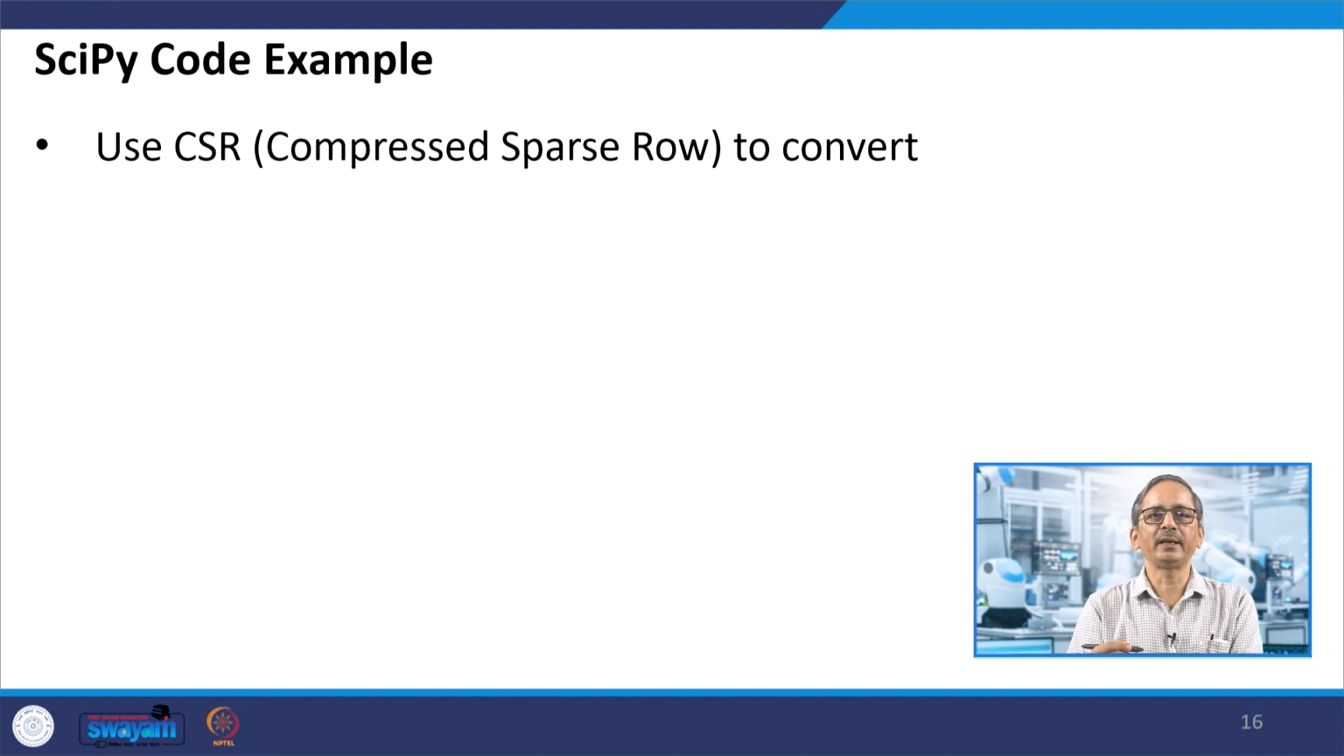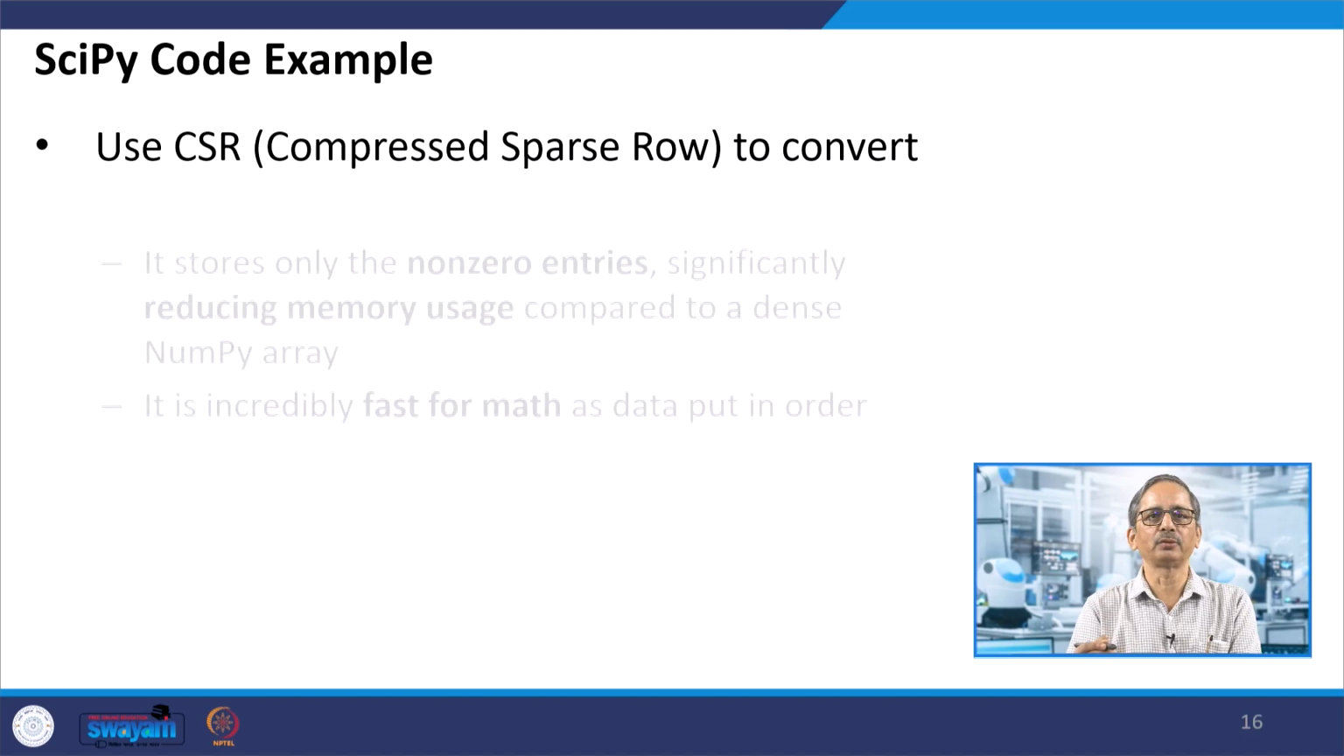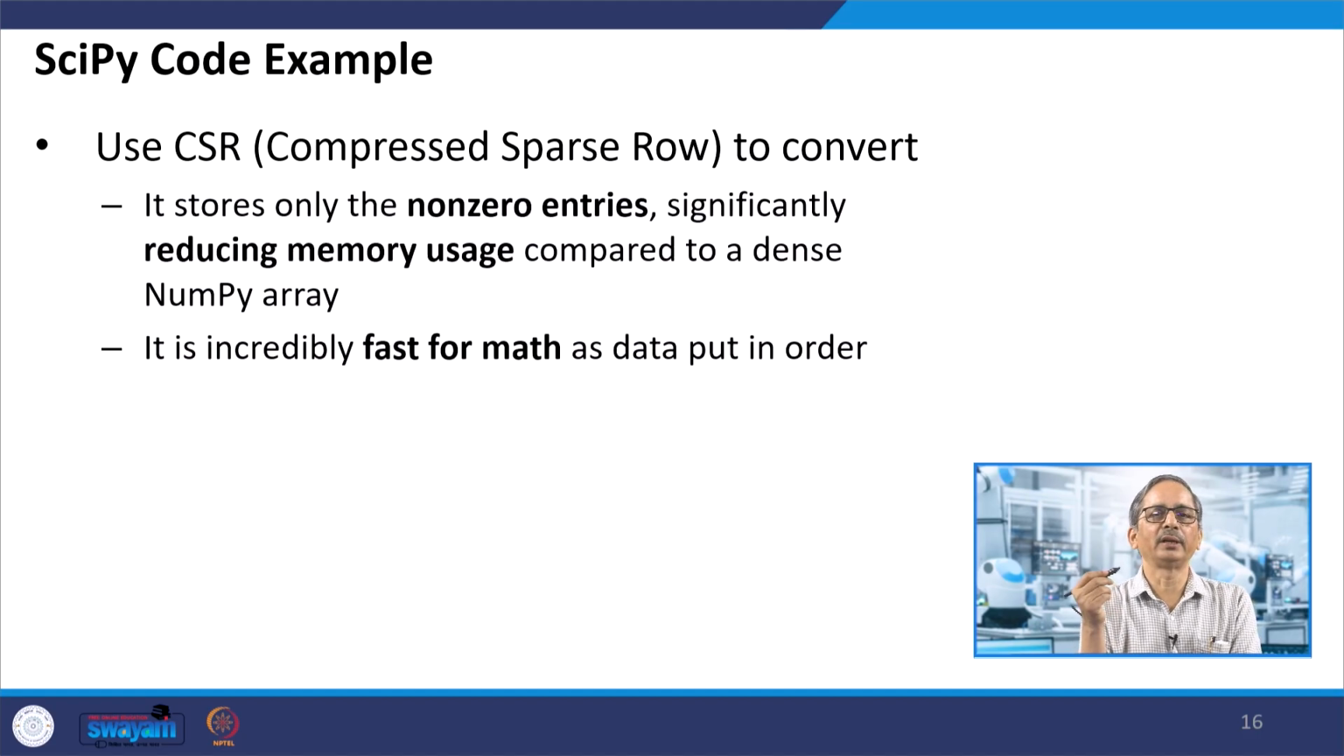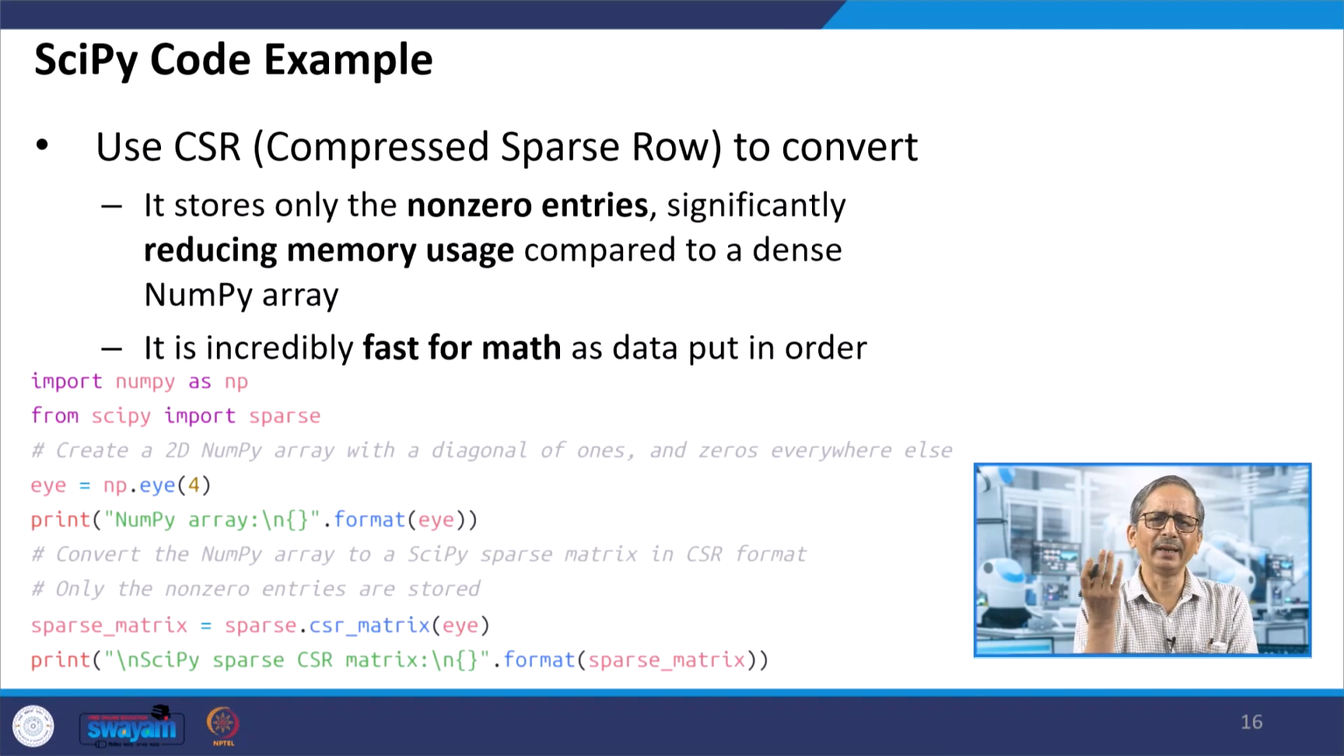Okay, so here is an example. Use CSR, which is compressed sparse row, to convert. It stores only non-zero entries basically, so that one can significantly reduce the memory usage compared to the dense NumPy array. And it is very fast for the maths, because we have less data to treat basically. Alright, so here is the code basically.